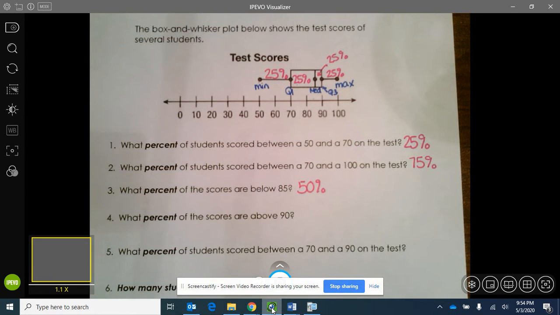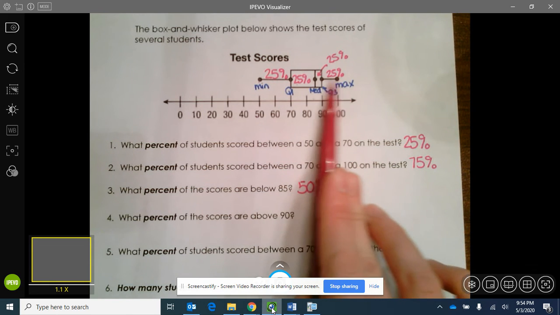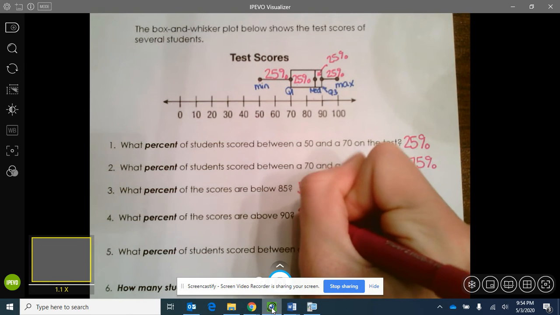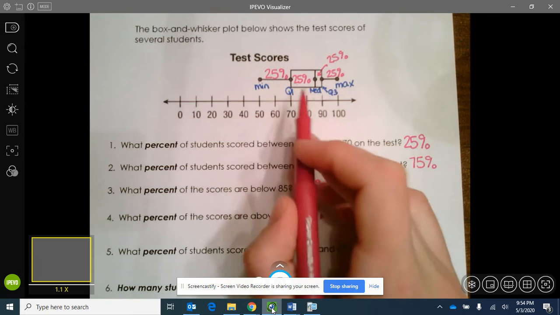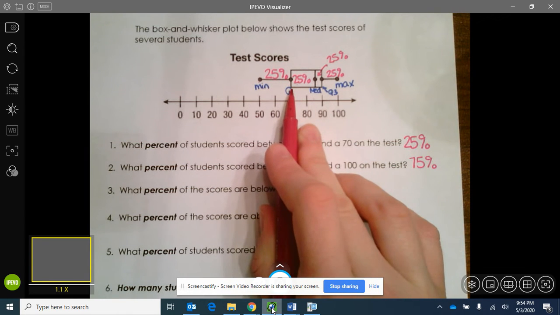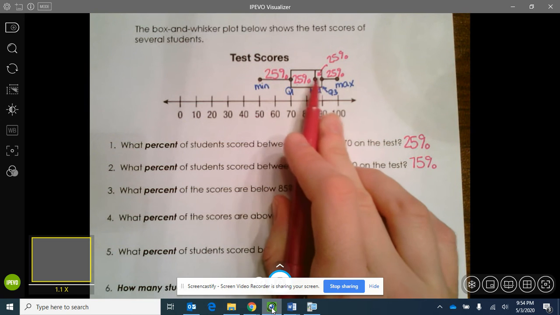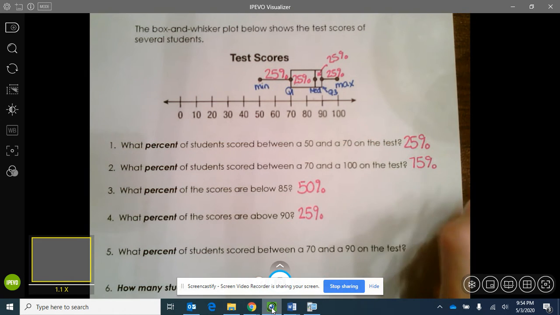What percent of the scores are above a 90? So here's my 90, and I only have my 1 whisker above 90, so that's 25%. What percent of students score between a 70 and a 90? So between 70 and 90, there are 2 pieces of my box and whisker plot. So 25% here, 25% here. Gives me a total of 50%.